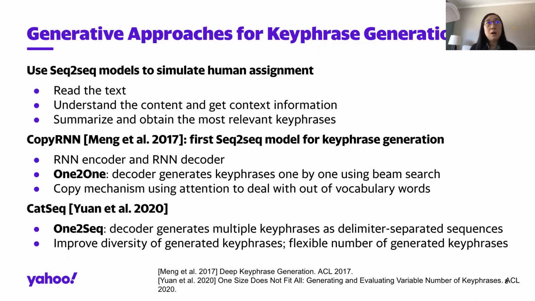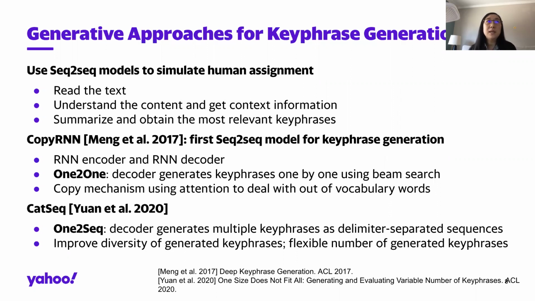The very first sequence-to-sequence model for key phrase generation was invented by Meng et al. in 2017. And the model is very famous, it's called CopyRNN. It basically uses an RNN-based network to encode the input sequence and tries to generate the key phrases one by one. With this approach, they consider each ground truth key phrase as an independent key phrase. So they generate one key phrase at a time using beam search.